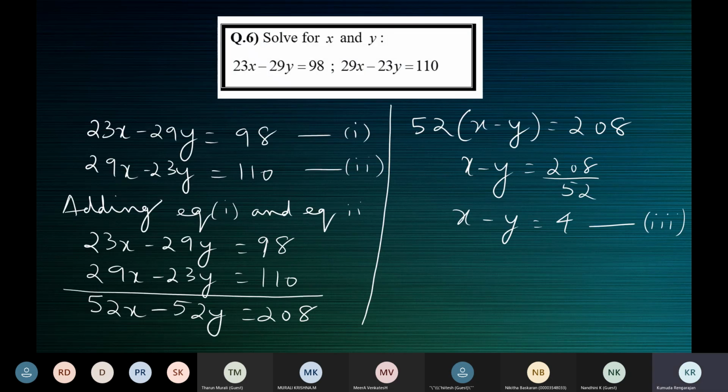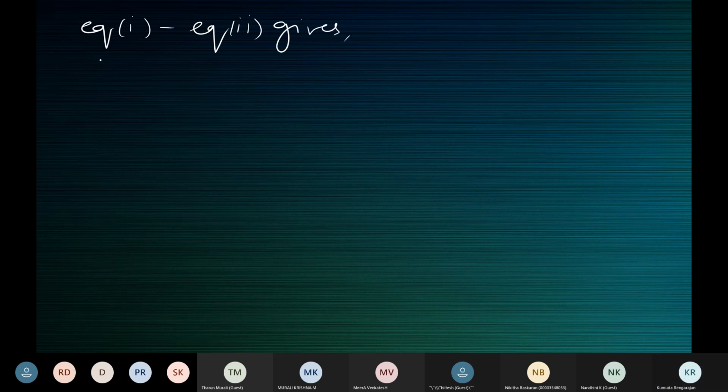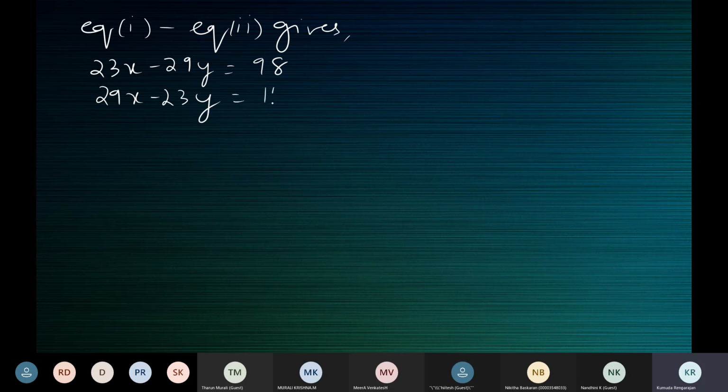So here in the first case, we added the two equations, equation 1 plus equation 2. Now we are going to subtract the two equations. Equation 1 minus equation 2 gives what? Write out the two equations, the original equations. 23x minus 29y is equal to 98. 29x minus 23y is equal to 110.